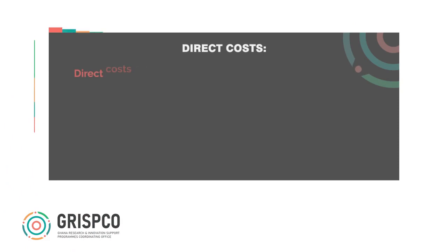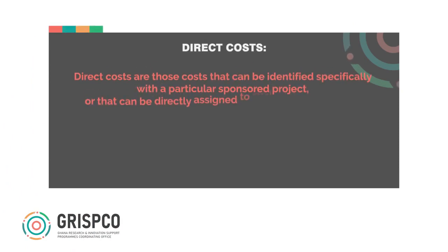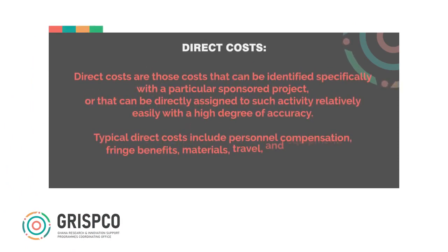Direct costs. Direct costs are those costs that can be identified specifically with a particular sponsored project, or that can be directly assigned to such activity relatively easily with a high degree of accuracy. Typical direct costs include personnel compensation, fringe benefits, material, travel, and equipment.